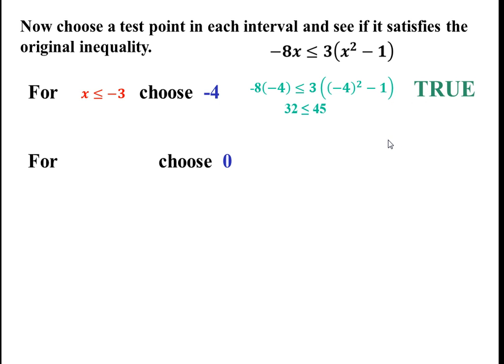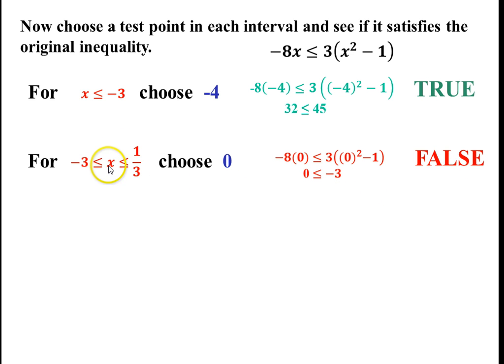Let's choose the second interval. X is between negative 3 and positive 1/3. So the easiest number between negative 3 and positive 1/3 would be 0. 0 is a very easy number to work with. So I plug 0 in for x. Negative 8 times 0 is less than or equal to 3 times (0 squared minus 1). That means 0 is less than or equal to negative 3. Well, that's not true. That's a false statement. So we know this interval will not work for satisfying the inequality.